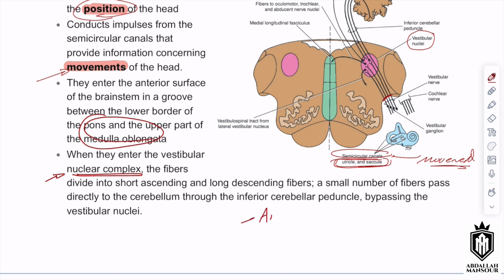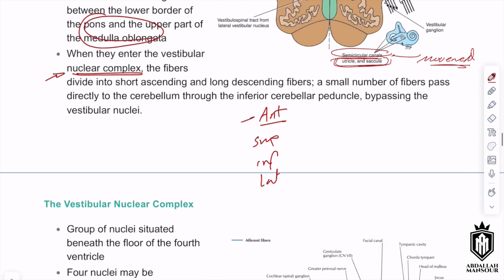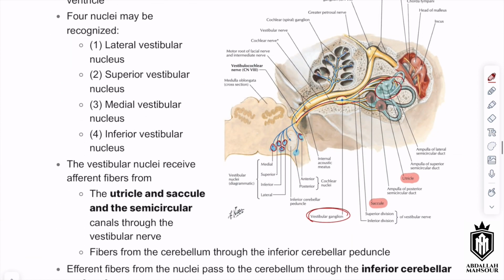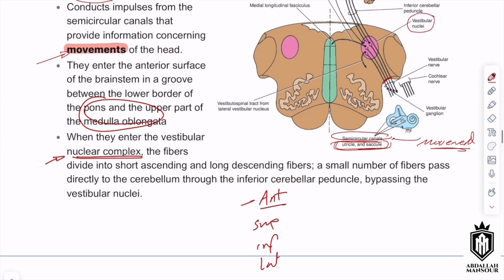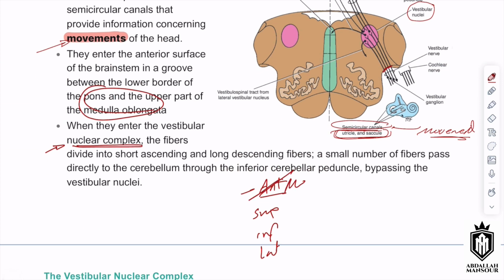the anterior, superior, and inferior, and also the lateral nuclei. Okay, sorry, medial, superior, inferior, and lateral. There is no anterior. So medial, superior, inferior, and lateral.